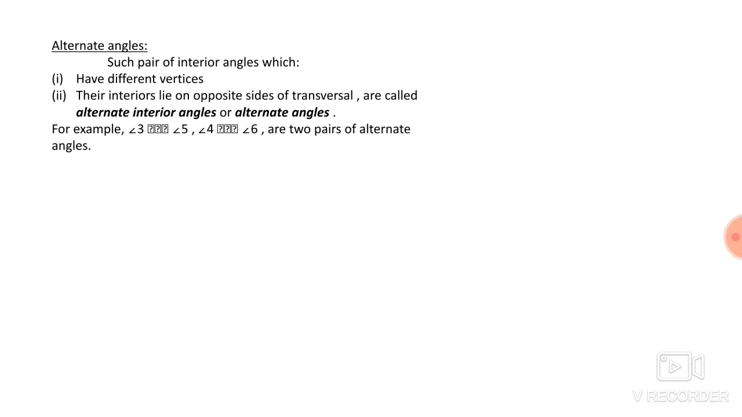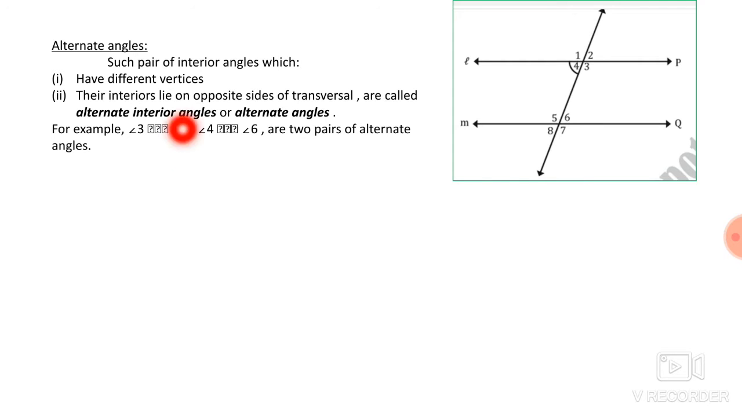Next we have the concept of alternate angles. Alternate angles are such pairs of interior angles. Interior angles means we can select alternate angles only from angles 3, 4, 5 and 6. The first condition is that they are a pair of interior angles which have different vertices. If I consider angle 4, then its alternate angle will be selected from 5 and 6, because 3 has the same vertex and 5 and 6 have the different vertex.